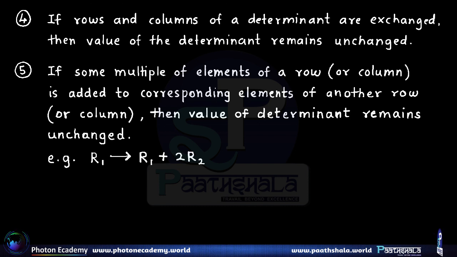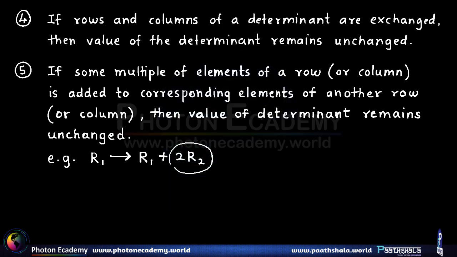Now here it's important to note that when we say that we are multiplying the elements of the second row by 2, we are actually not modifying the second row. It is only the product we are adding to the first row. So therefore it is only the first row that is getting modified.